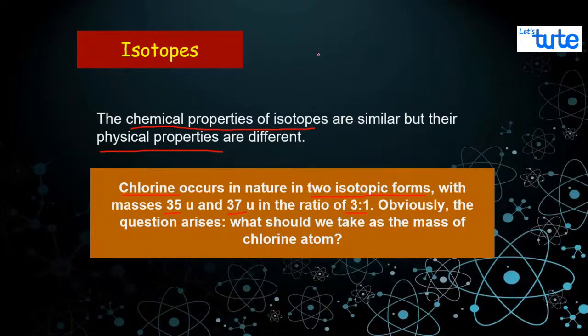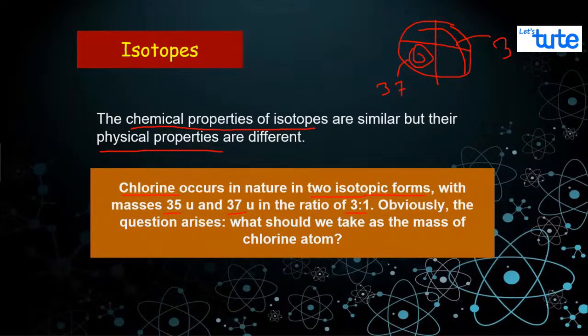So if you compare chlorine 35 and chlorine 37, there is a ratio of 3:1 between them. So if I have a whole and divide it into 4 parts, one part will be chlorine 37, and the other three parts will be chlorine 35. I hope you got this clear.